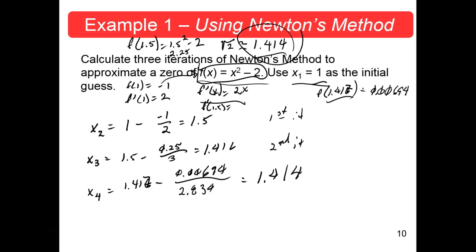In the book, they carried it 1, 2, 3, 4, 5, 6 decimal places. They wrote down the whole thing. And if they did, they got 1.414216. And we're getting awfully close. Square root of 2 was 1.414214. So this is 6 decimal places. We were awfully close to being correct.